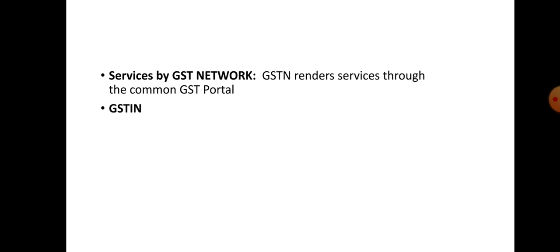The structure of GSTIN: every taxpayer will be assigned a state-wise, PAN-based Goods and Service Taxpayer Identification Number, which will be 15 digits long. The first two digits of GSTIN represent the state code according to the census of 2011; each state has a unique two-digit code, like 27 for Maharashtra and 10 for Bihar. The next 10 digits of GSTIN will be the PAN number of the taxpayer.